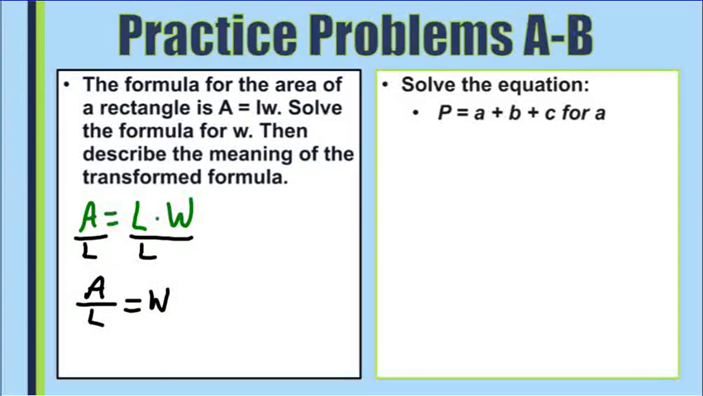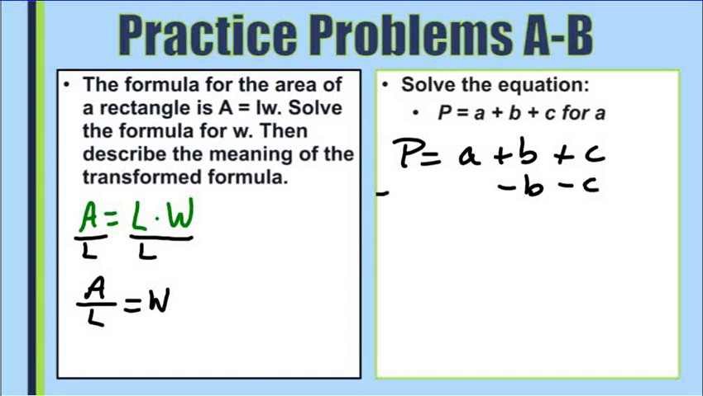Practice problem B. Solve the equation P equals A plus B plus C for A. I need to solve for A. I'm going to rewrite that here, so P equals A plus B plus C. I need to get A by itself. That means I don't want this B and C here. So the opposite of adding B and C is subtracting B and C. And I do that on both sides. And so now I have P minus B minus C equals A. And that would be my transformed formula.